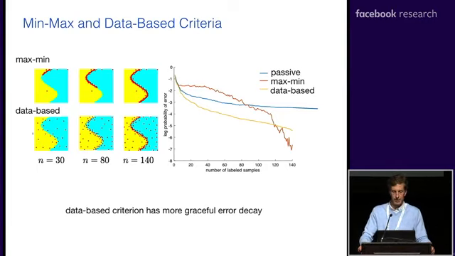In this case, these are the two different norm criteria. And again, what you can see is that both of these active methods are doing better than passive, but the error decay of the database criterion is much more graceful. It doesn't have this sharp phase change. It starts improving on active learning right off the bat. So in practice, we've observed this kind of behavior works a bit better in application.